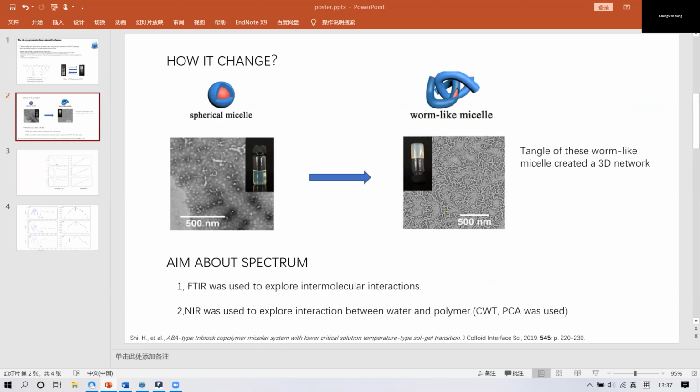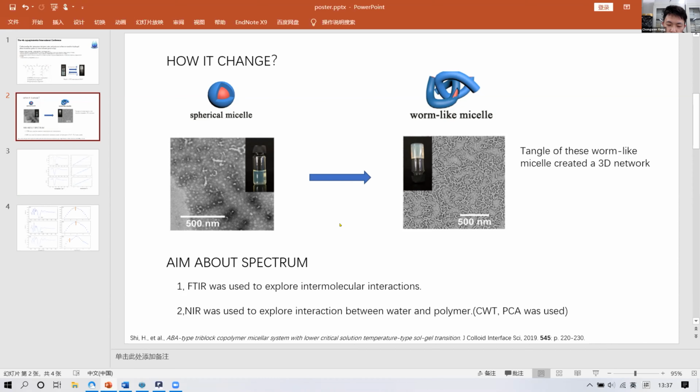And hello, can you see me now? Yes. Sorry. The tangle of these worms creates a 3D network, and we all know the 3D network is the key to a gel. So the worm-like material is the key to the 3D network.